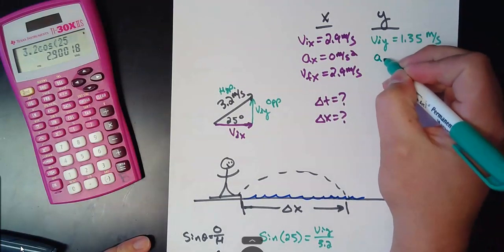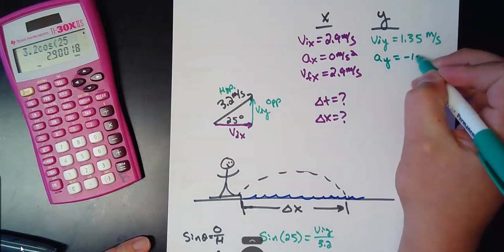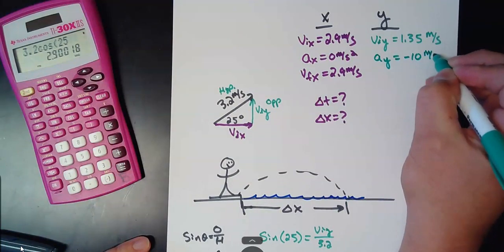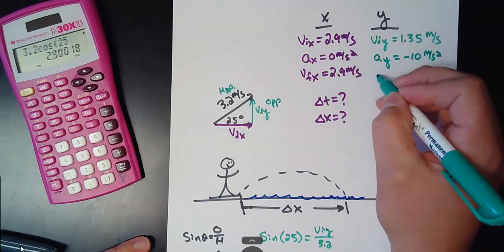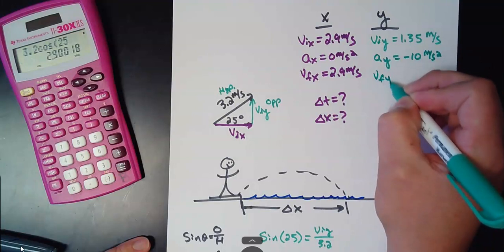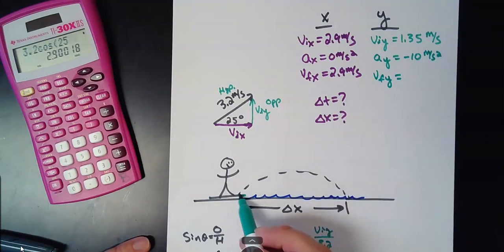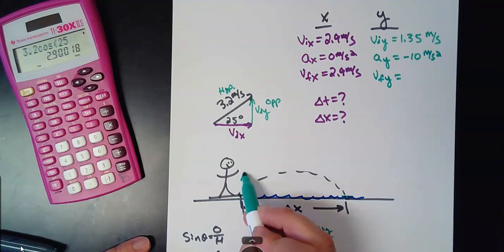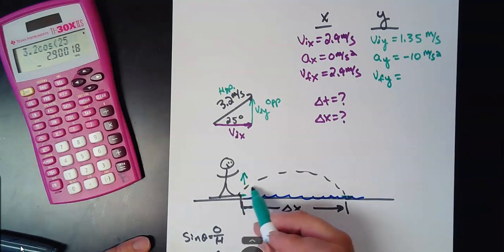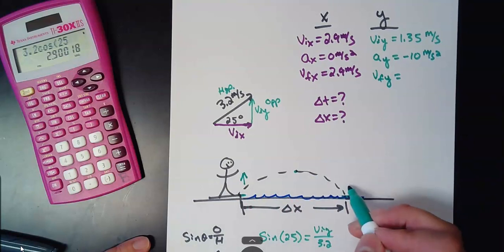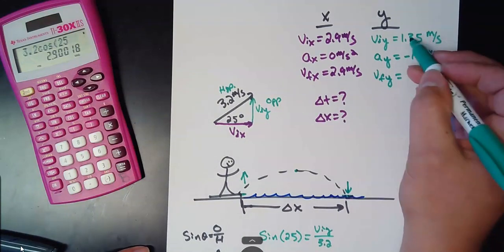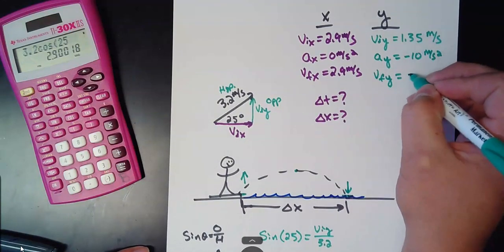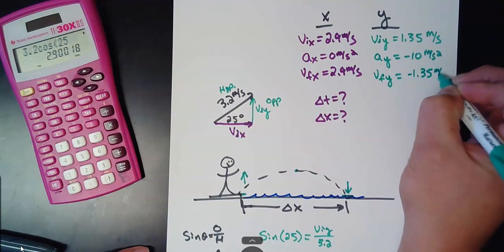The acceleration in the y direction, I'm going to let down be negative, and this is going to be 10 meters per second squared then, since down is negative. The final velocity in the y direction, a lot of times I can't tell this right off the bat, but in this case, since it's going same level to same level, the initial y velocity is going to slow down to 0 up here at the top, and then right before it hits same level going down, it's going to be the exact same magnitude of velocity, but the opposite direction. So since this was a positive 1.35, it's going to be negative 1.35 meters per second right here.